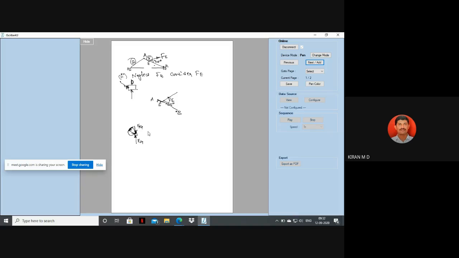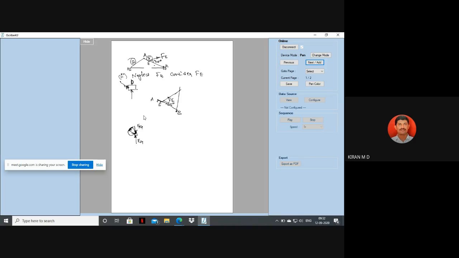To find that, we know the direction of this F14, which is acting on link 4, and F34, which is acting on link 3 from link 4. So by using that direction, from the point P, you draw the vertical line.